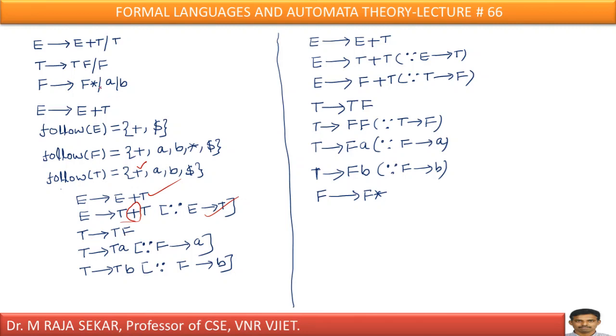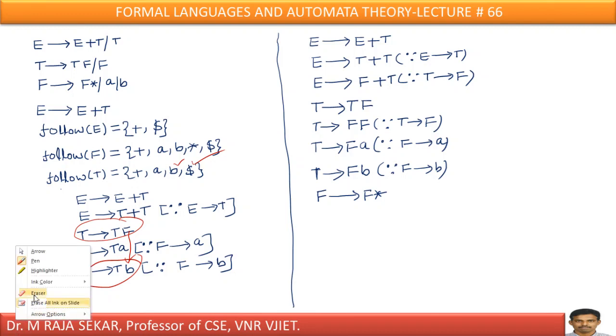Now, T goes to TF. You have the production T goes to TF. I need follow of T. F goes to A, so in the place of F, I can write A. Which one is following T? A is following. I am writing A. T goes to TF, and I have the production F goes to B. In the place of F, I can write B. Which one is following T? B is following. Therefore, I am writing B. In the follow of each variable, dollar must be present. Therefore, I am writing dollar.